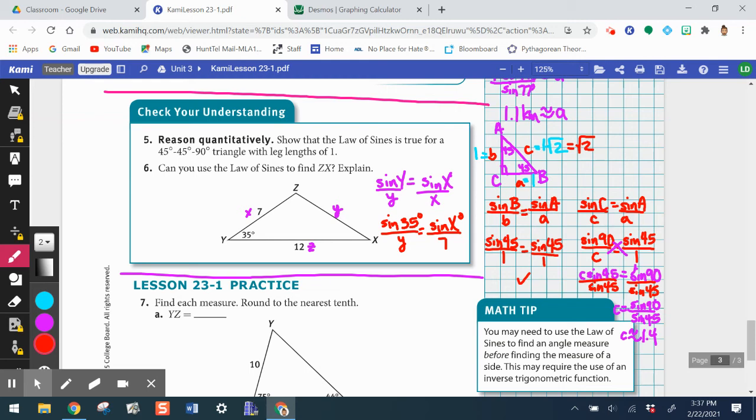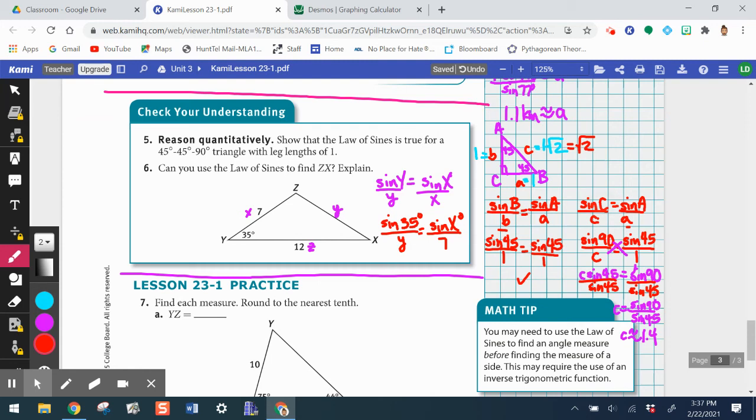So I went ahead and wrote another proportion showing that the sine of C over C is equal to the sine of A over A. And just remember, we've already proven that the sine of A over A is equal to the sine of B over B. So if I prove this true, the transitive property says that all three ratios are equal to each other.